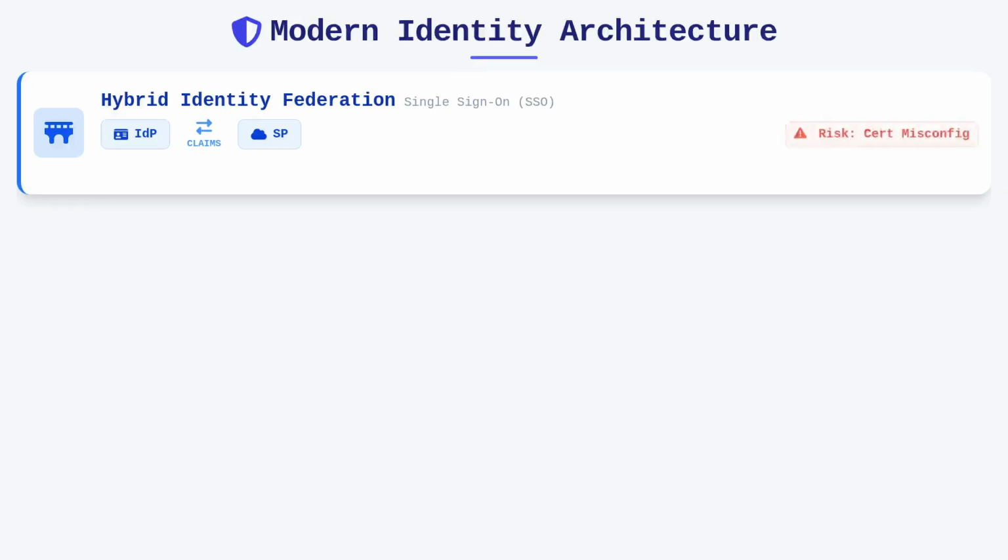A common pitfall here is the misconfiguration of token signing certificates or failing to enforce conditional access policies that evaluate the user's risk level before granting a session.